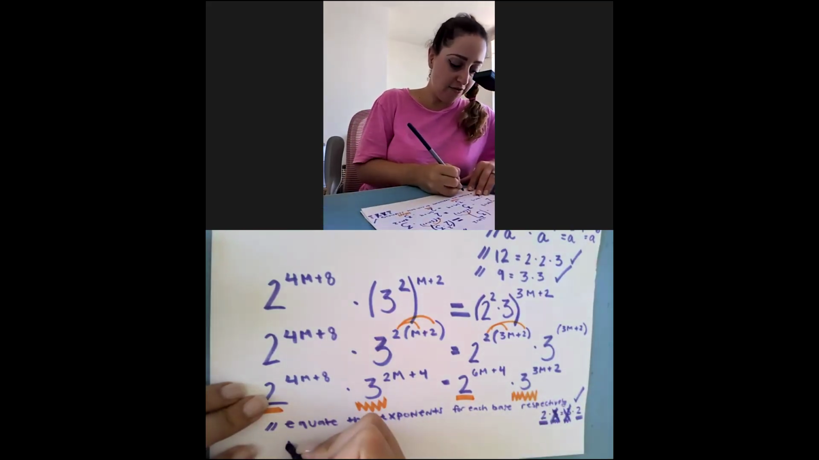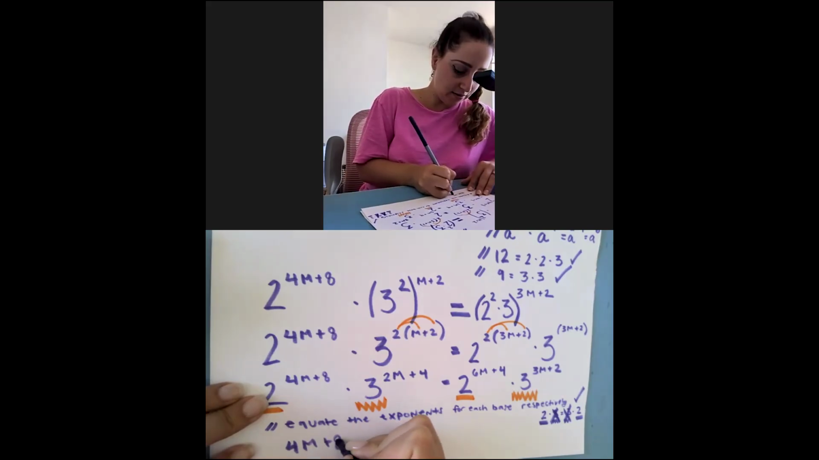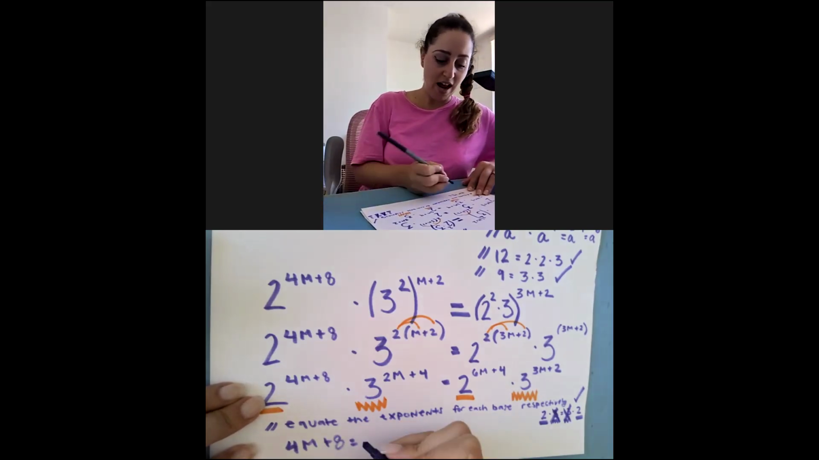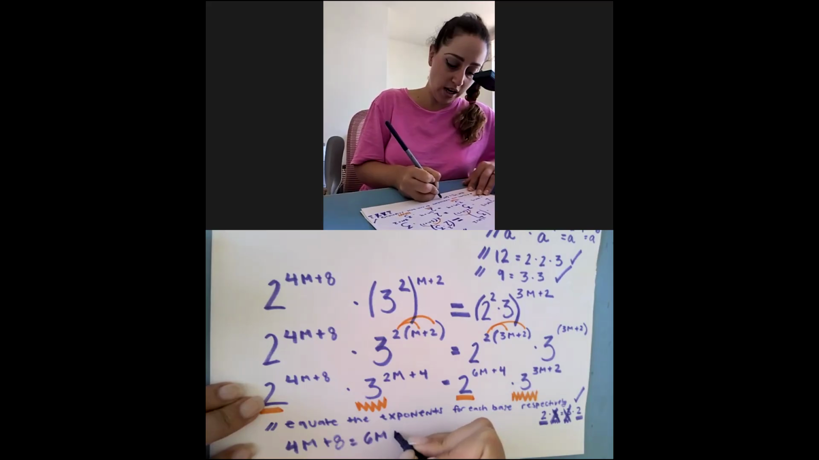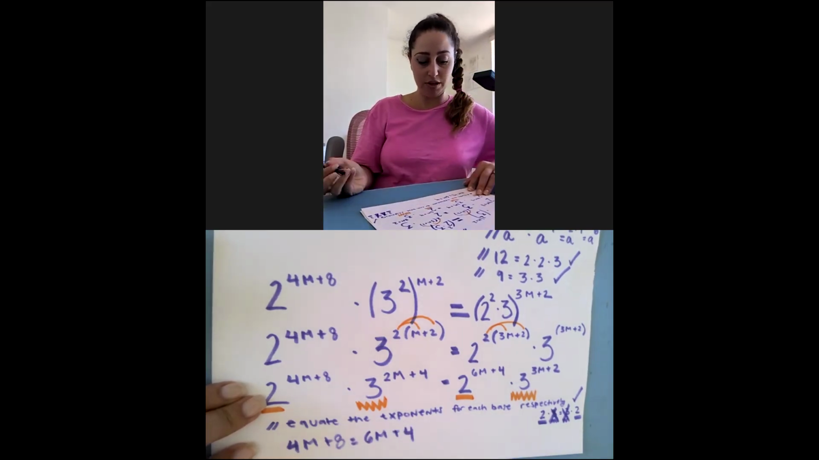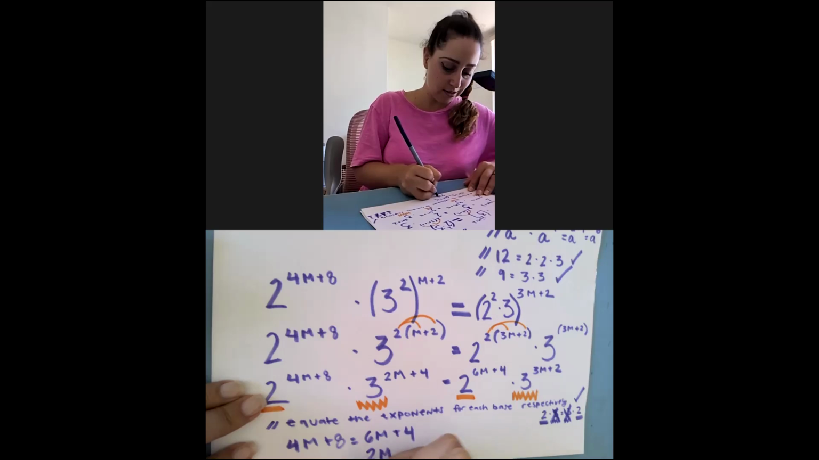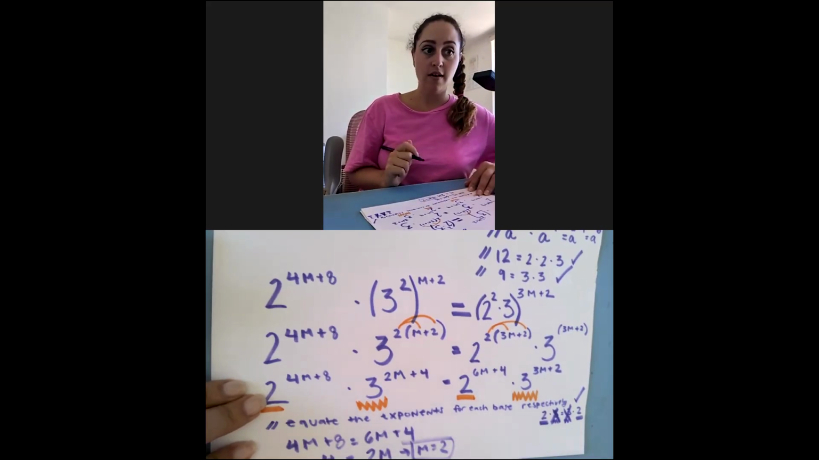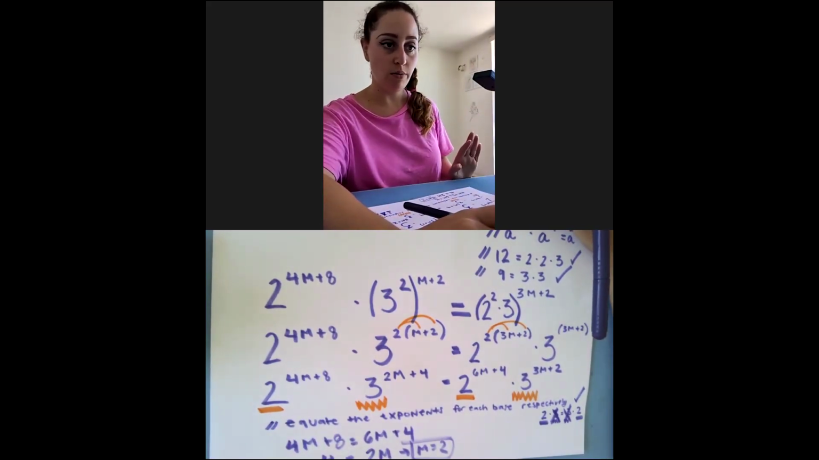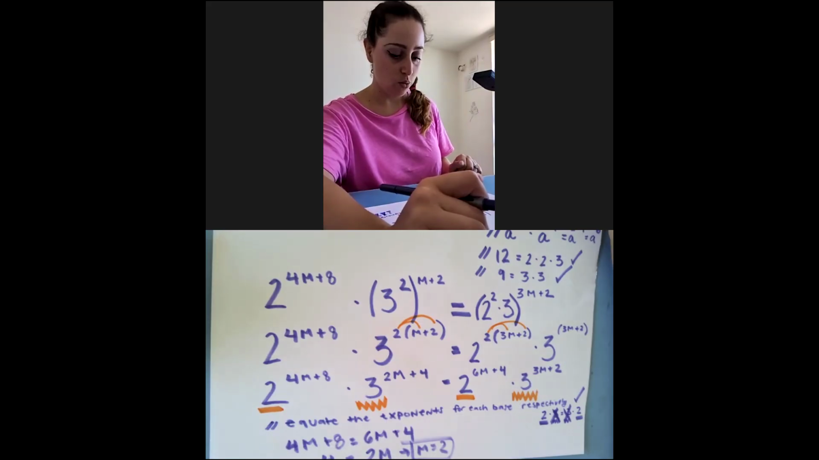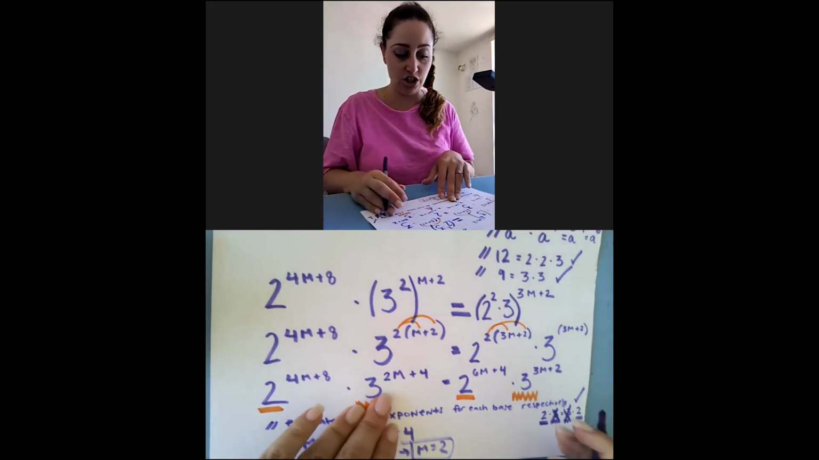Okay, I see a 4m plus 8 for that 2, and I'm going to set it equal, equating to 6m plus 4. Now it's a matter of algebra. I can subtract 4m on both sides. I can subtract 4 on both sides, and this leads me to m equals 2. Very cool. We rearranged. We can do the same thing here and just check our work.